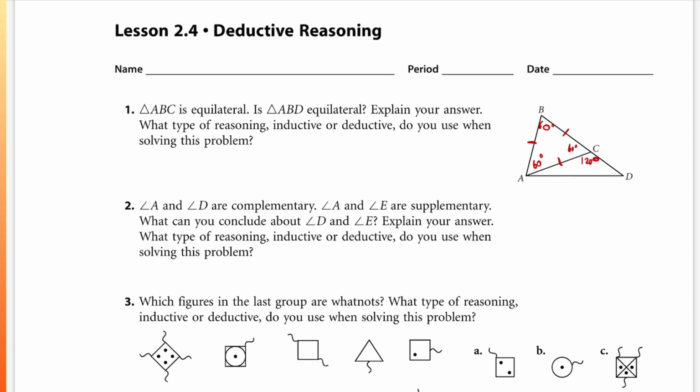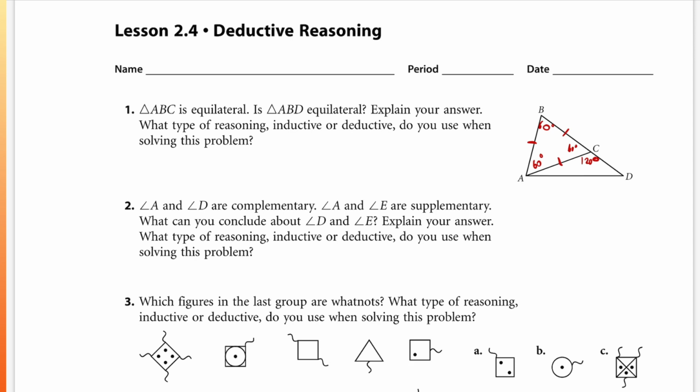Maybe this is, let's say, 30. If that was 30, that's 150. This would have to be 30. But what if it's 29? This would have to be 31. So we have no idea what this angle is and what this angle is. We just know that these two angles have to add up to 60, because 60 plus 120 is 180. But we have no idea what they are. So in this case, we cannot say that ABD is equilateral.